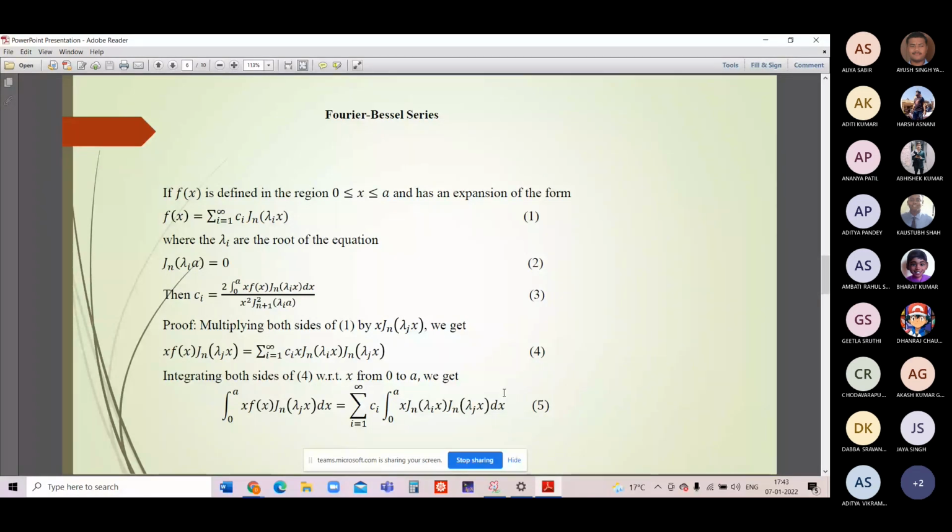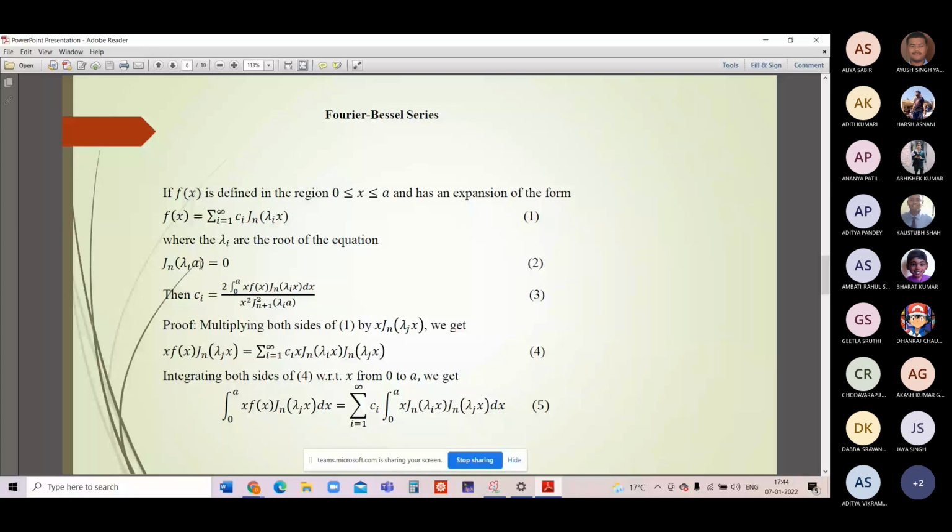First of all, we have a function f(x) defined on a bounded interval from 0 to a, and we suppose that it has an expansion of the form c_i J_n(lambda_i x), where the c_i are constants multiplied with Bessel functions of the first kind. Now lambda_i is a root of the equation J_n(lambda_i a) = 0, so it must satisfy J_n(lambda_i a) = 0.